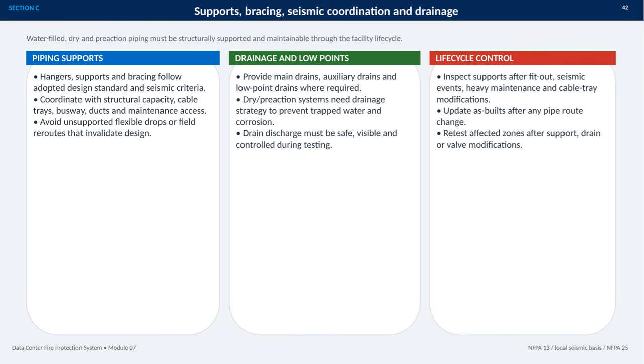Drainage is another critical consideration. Main drains, auxiliary drains, and low-point drains should be provided where required, with a clear strategy for removing trapped water from dry and preaction systems. This helps reduce corrosion, and drain discharge must remain safe, visible, and controlled during testing. Finally, these conditions need lifecycle control. Supports should be inspected after fit-out, seismic events, major maintenance, or cable tray changes. Any pipe route change requires updated as-builts, and affected zones should be retested after support, drain, or valve modifications, in accordance with NFPA 13, the local seismic basis, and NFPA 25.